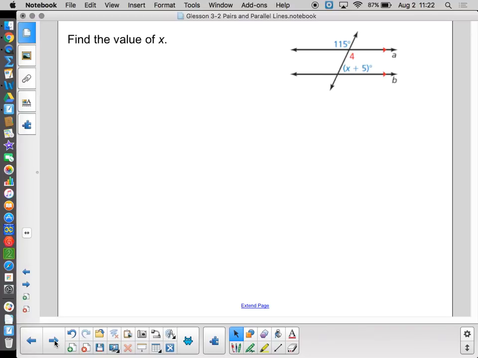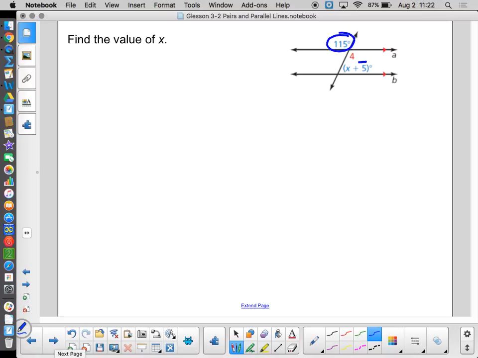As usual, we're going to be doing problems like this. Find the value of x, set up and solve the equation. So we have to decide what is the relationship between the angles. Now, here we have a little bit of a quandary because the 115 and the x plus 5 are not a named angle pair, are they?